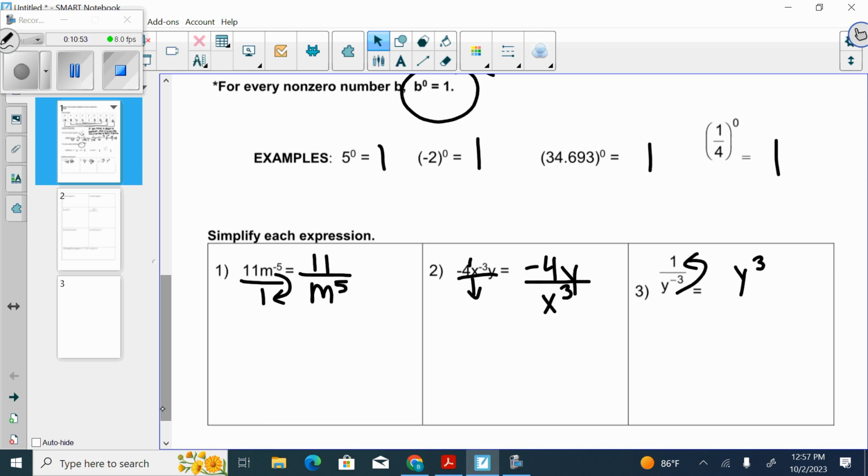Maybe we're done with the rule. All right. Let's flip it over on the back.